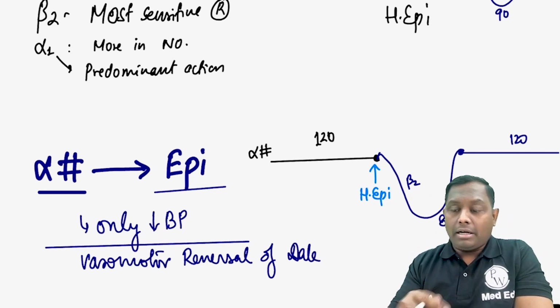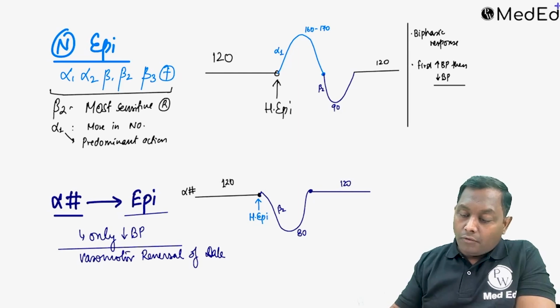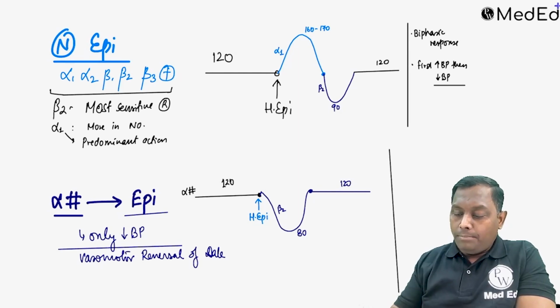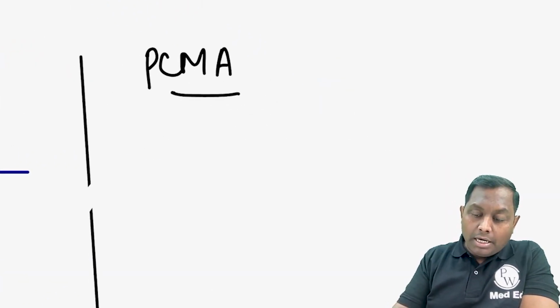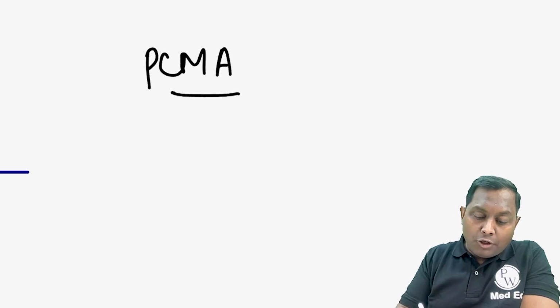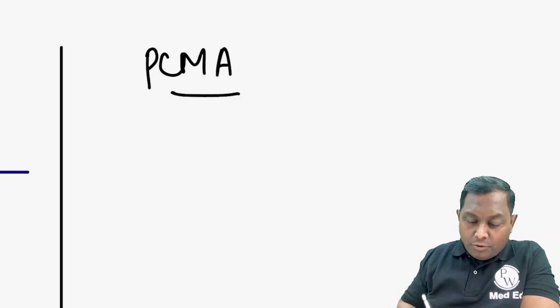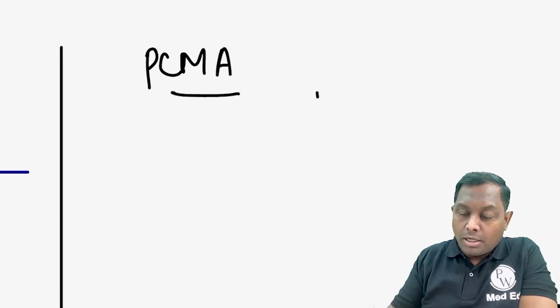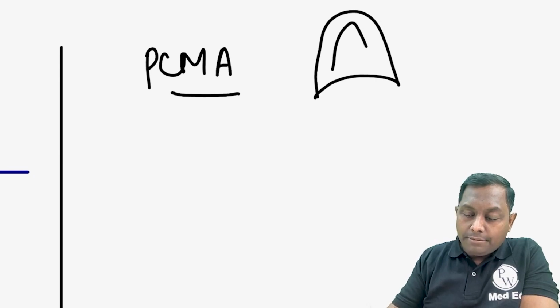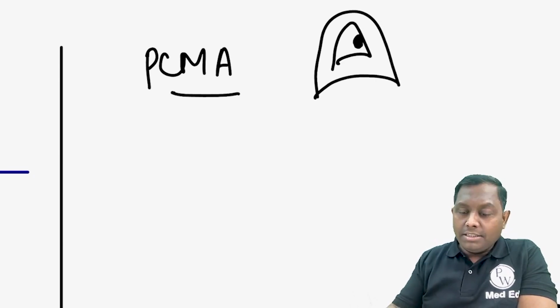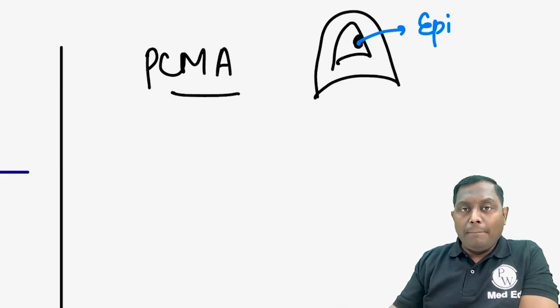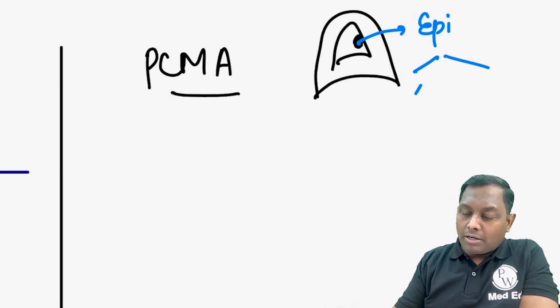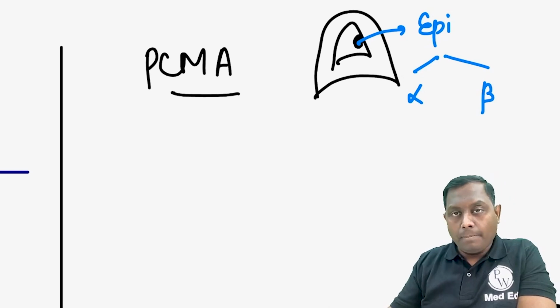Now if beta 1 gets activated, they can even lead to tachycardia, palpitation. That explains why in a patient with pheochromocytoma. What is pheochromocytoma, guys? It is one of the adrenal medulla tumors. In a patient with pheochromocytoma, there is a tumor, and this is causing more and more release of catecholamines. Because of this, catecholamine is going to act on the alpha receptor also, beta receptor also.